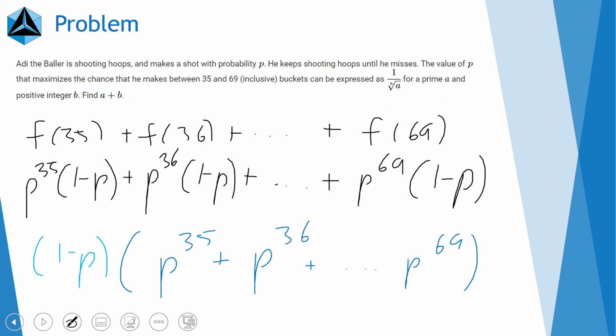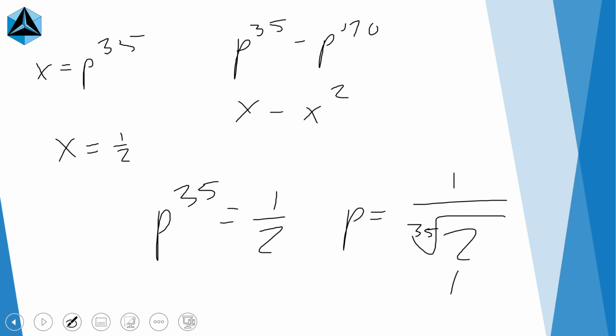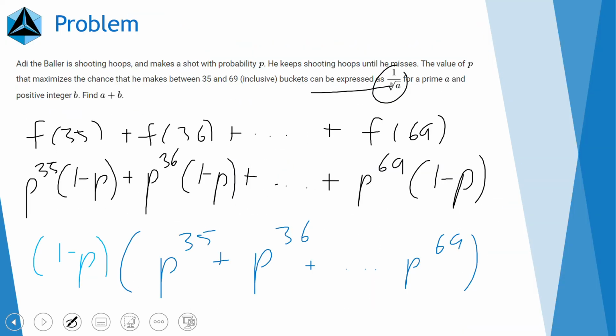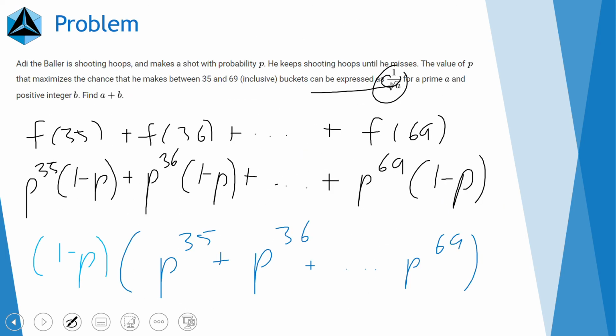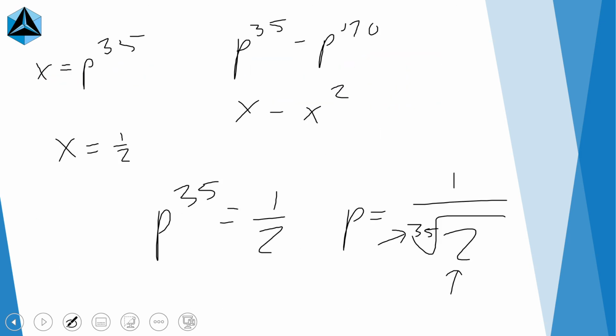Going back to our problem, it says that our answer can be expressed as 1 over the bth root of a for a prime a and a positive integer b. 35 is a positive integer, so we have satisfied the conditions, and we just want to find a plus b. So our answer is 2 plus 35, which is equal to 37.